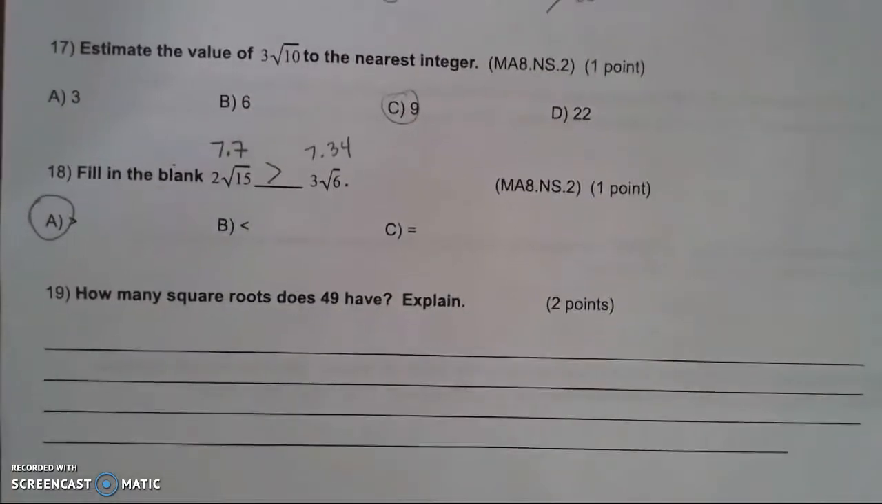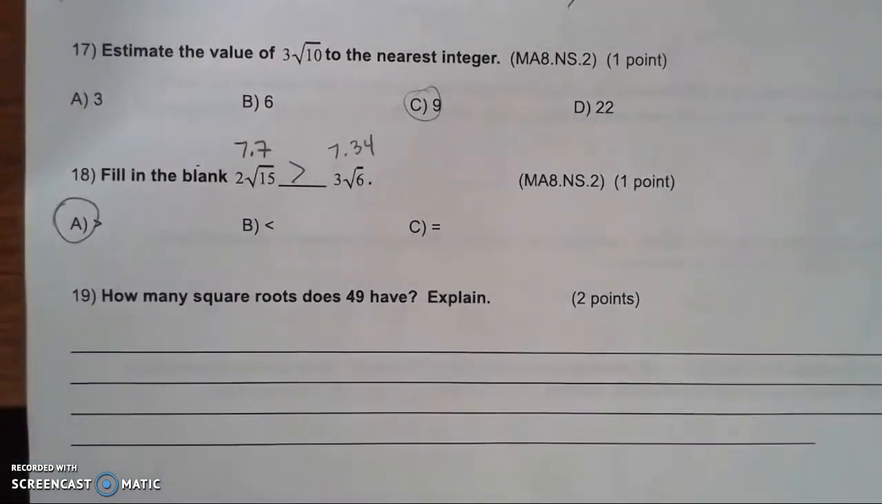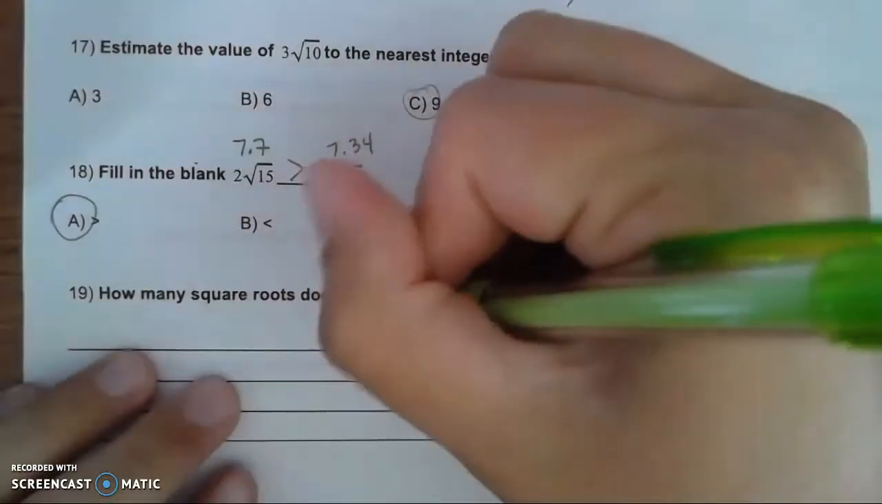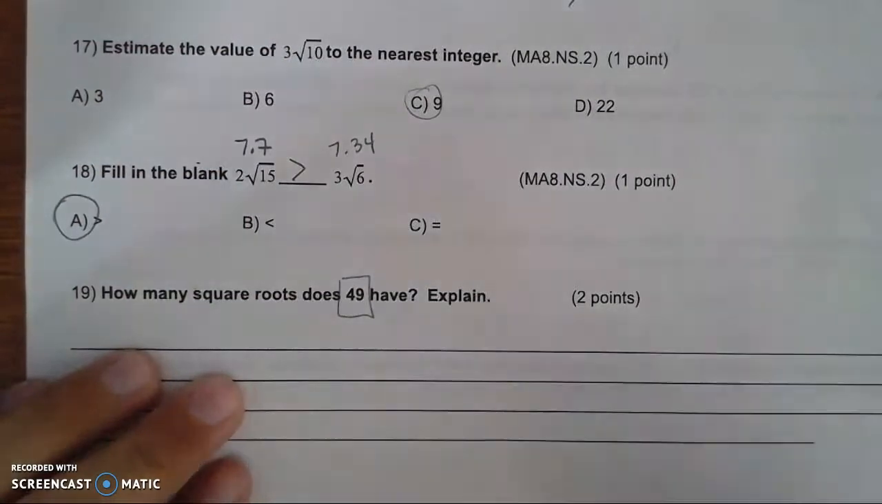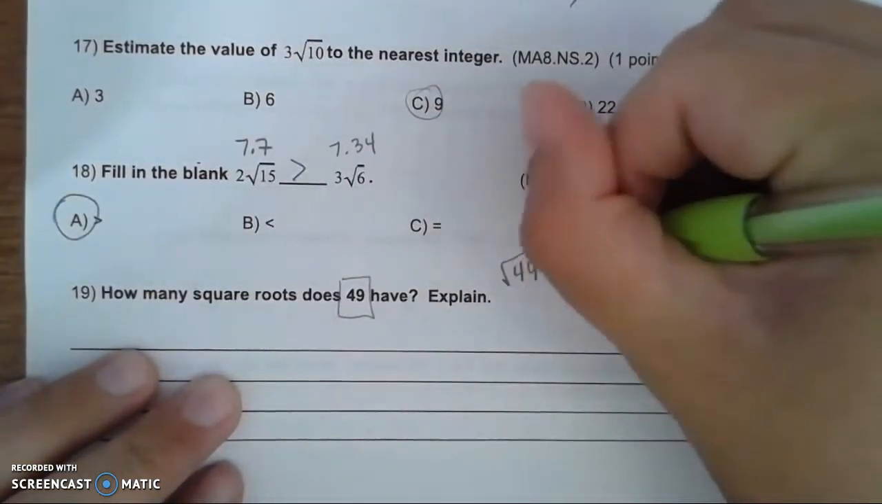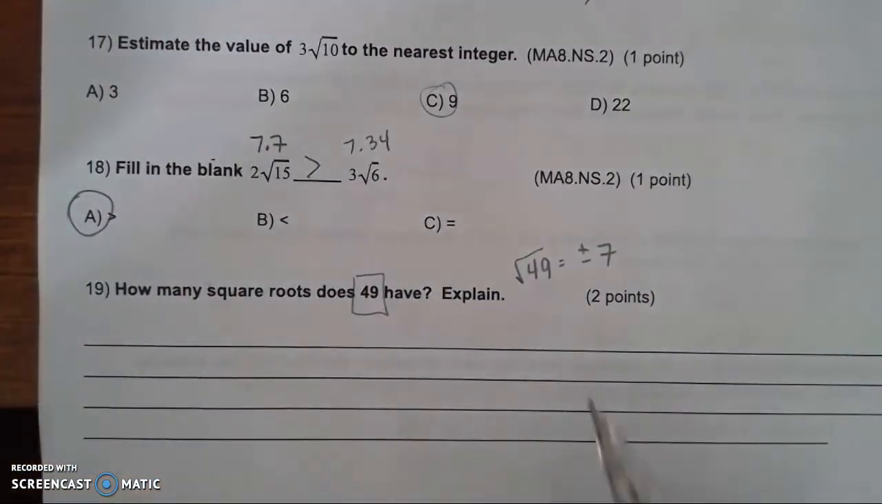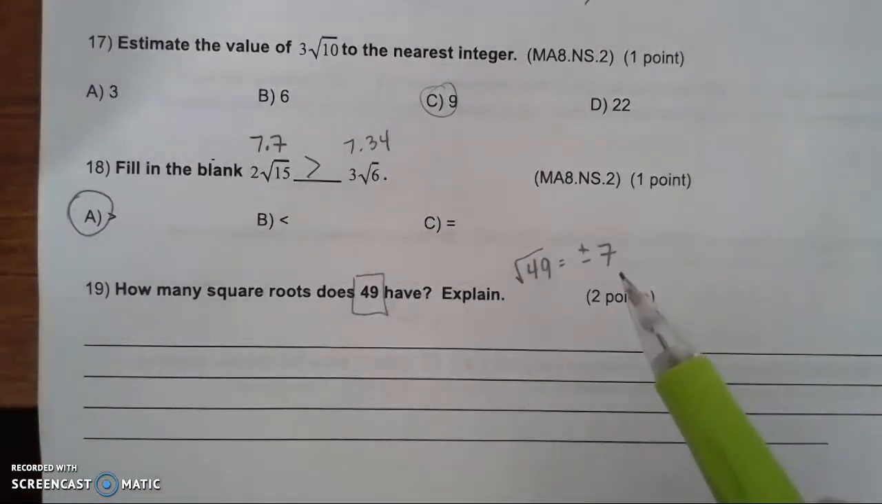All right, next one, number 19. How many square roots does 49 have? And explain. So 49 is a perfect square, correct? If I were to take the square root of 49, it is going to give me plus or minus 7, okay?